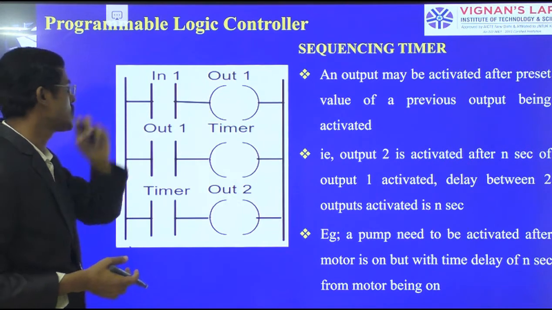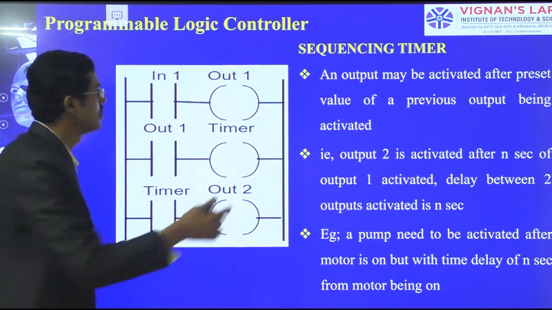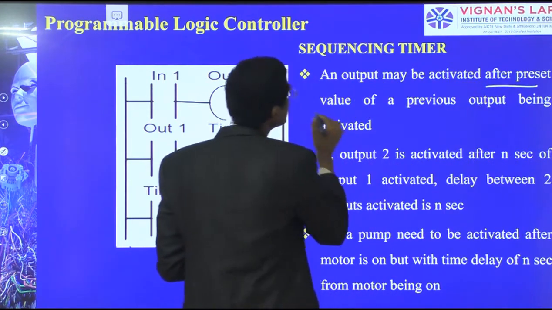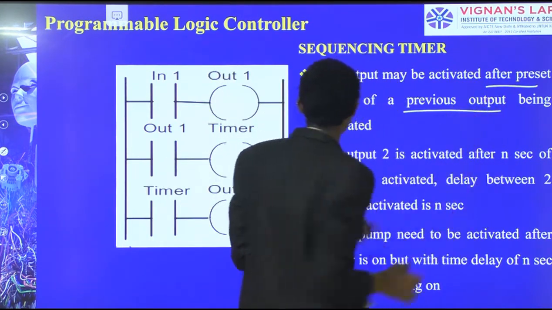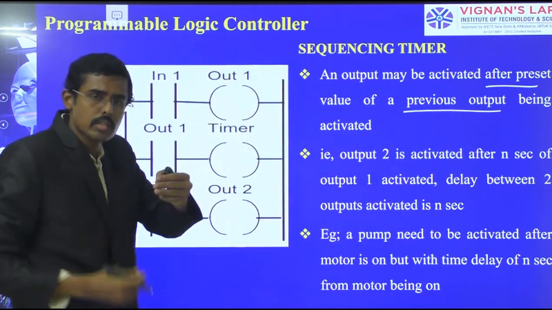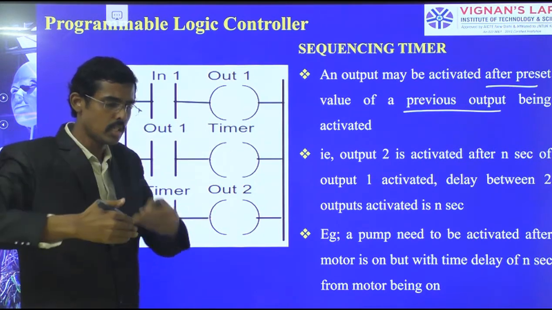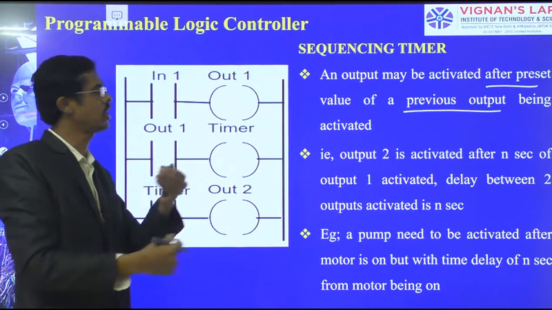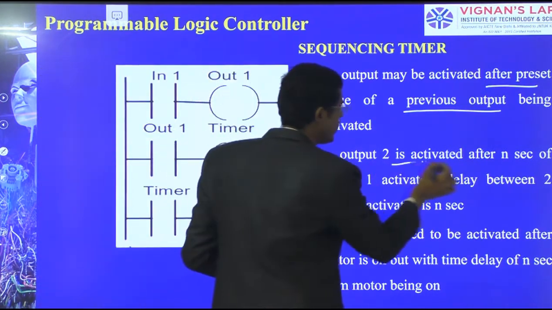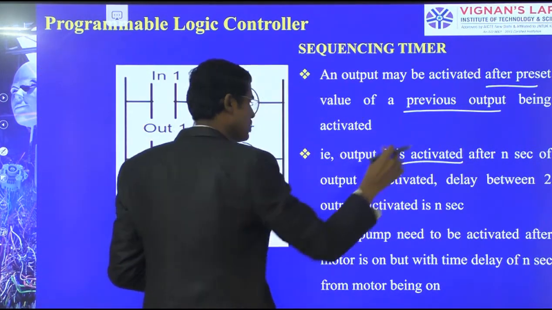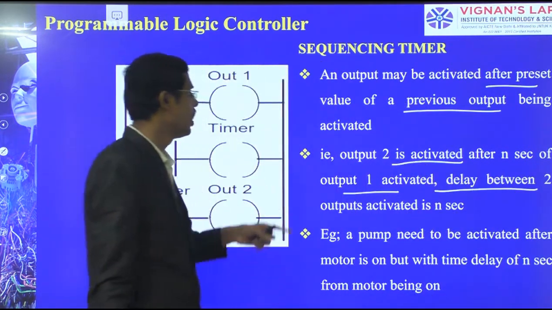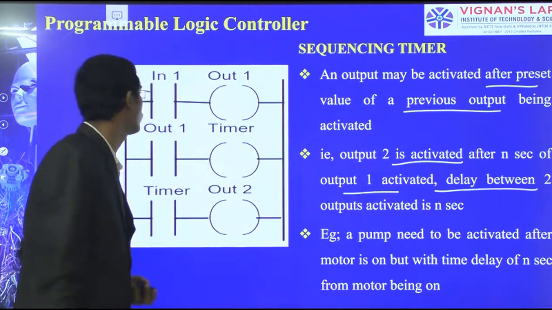Now some sequential operations. An output may be activated after the preset value of a previous output being activated. Sequential, one after the other. First one, second one, again first one, second one, sequentially it can go. Output 2 is activated after we have seen output 1 activated, the delay between the outputs is done. How are we doing, you see.